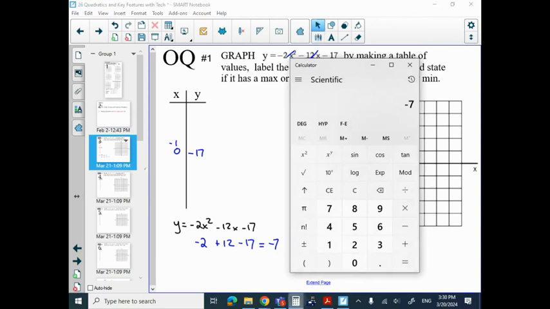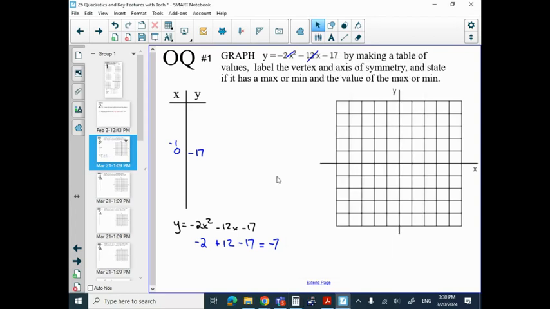Just notice if you ever needed to, you really don't need the negative button. You can just start with a 12 and say, oh, take away a 7, take away a 2. Right? Gives the same number if you type it in right, hopefully. 12, take away the 17, take away the 2, gives negative 7 when you type it in right. All right, so we got a negative 7.